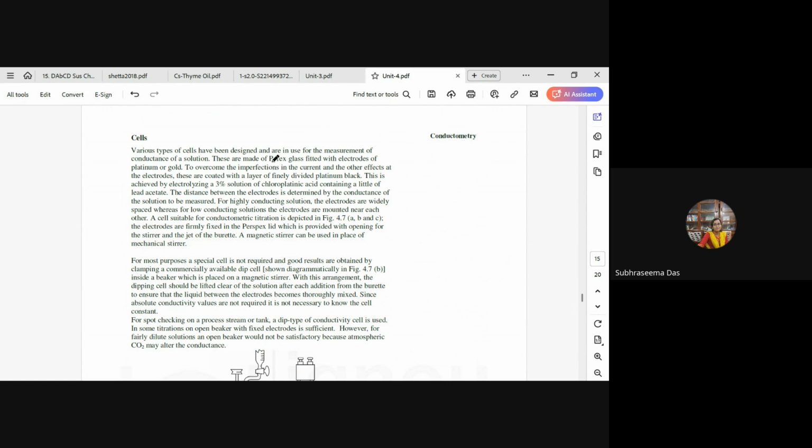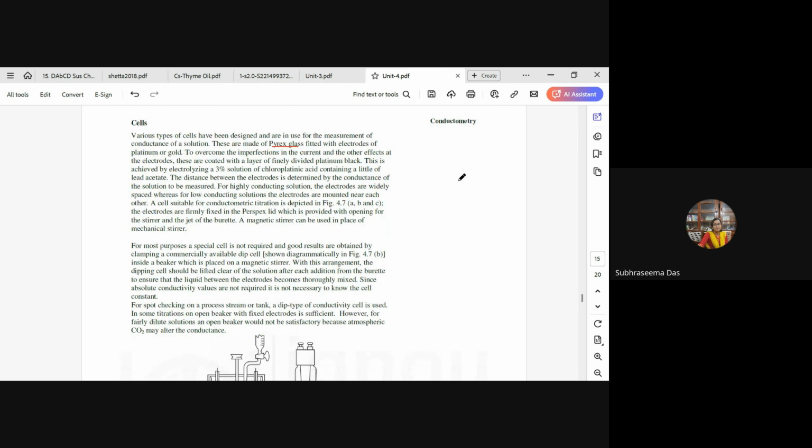They are mostly made of Pyrex glass fitted with electrodes of platinum or gold. To overcome the imperfections, they are also coated with finely divided platinum black. How can we prepare platinum black? We can electrolyze a 3% solution of chloroplatinic acid which contains lead acetate.